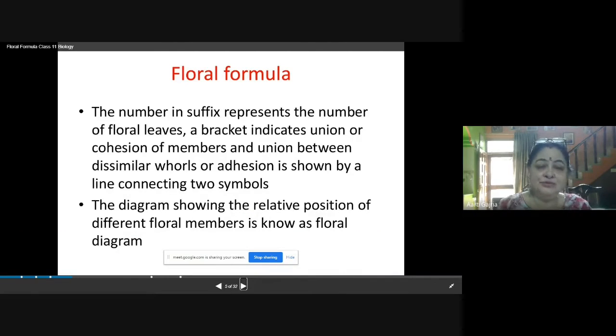The diagram showing the relative position of different floral parts is known as a floral diagram. So if we are showing these different positions, the diagram which shows all these different whorls and their positions, then it is called a floral diagram.